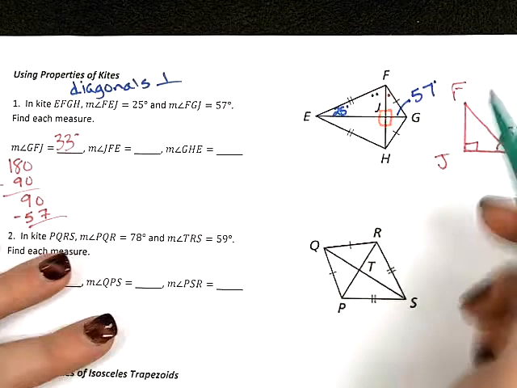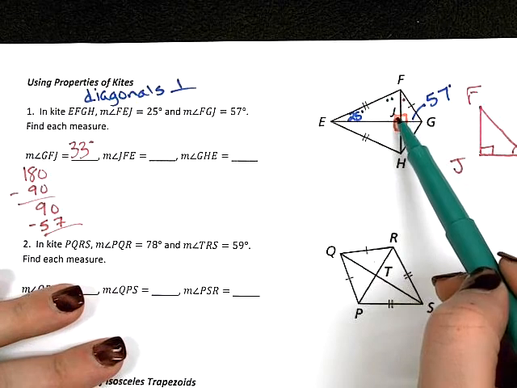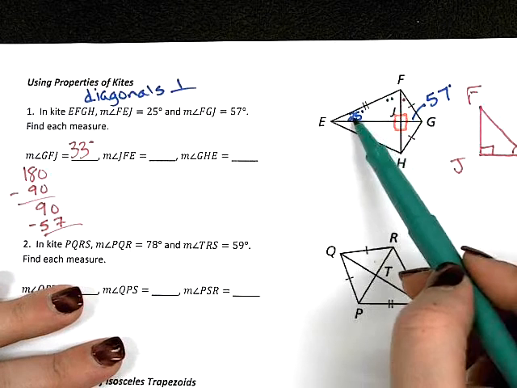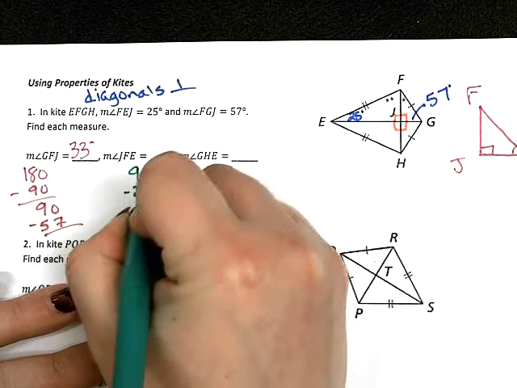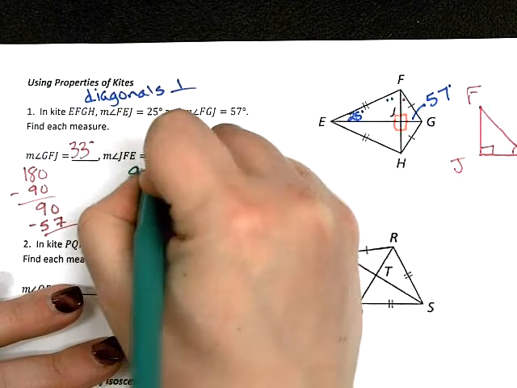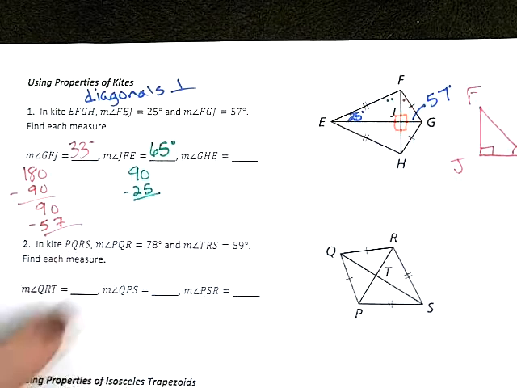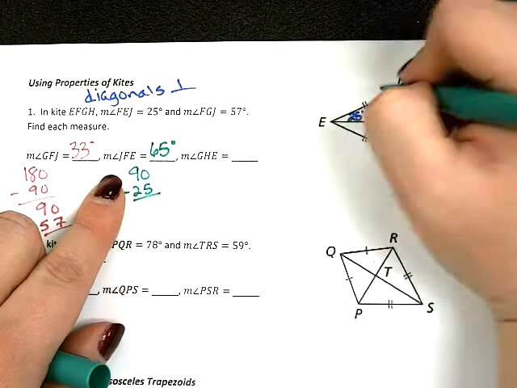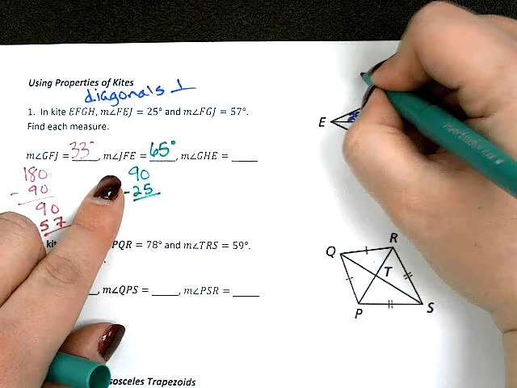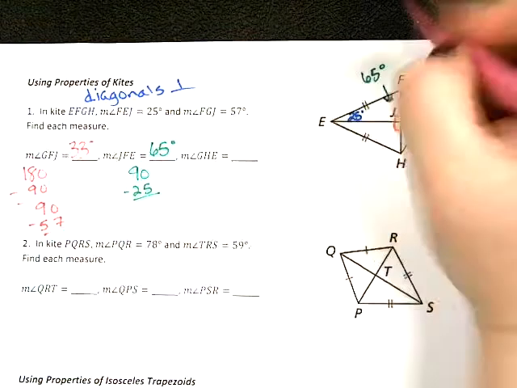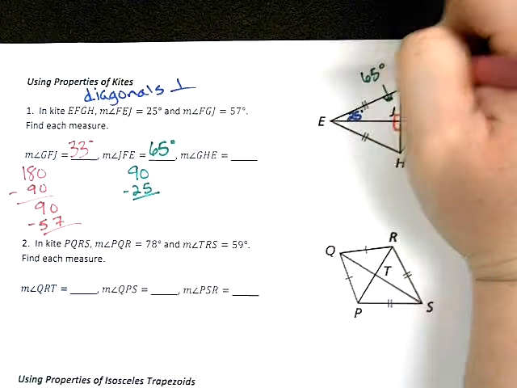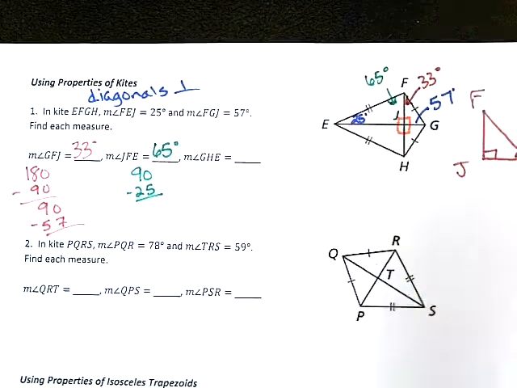So we can do something really similar, right? This angle right here is 90. This one we were given was 25. So we can just do 90 minus 25. And we get 65 degrees for the measure of angle JFE. So I'm going to draw an arrow here. We've got 65 degrees. And we had said that this angle right here is 33 degrees. I'm just trying to keep track of what we've got already.